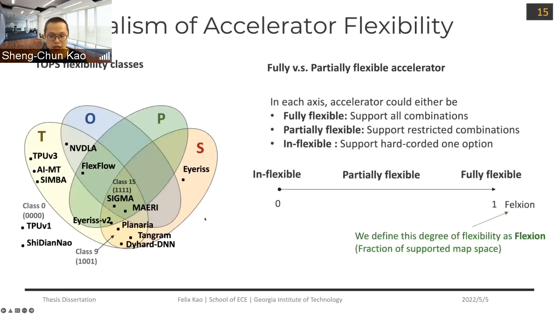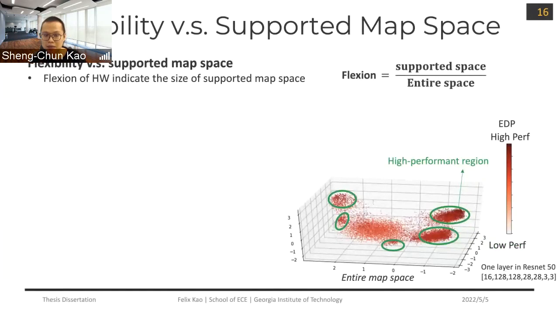Next, along each axis, we can also fully support them, partially support them, or have inflexibility, like sticking to one mapping. So the flexibility degree of them could be from 0 to 1. And we call this flexibility degree flexion. It means the fraction of the supported map space. Formally, it is defined like this: the supported map space over the entire map space.